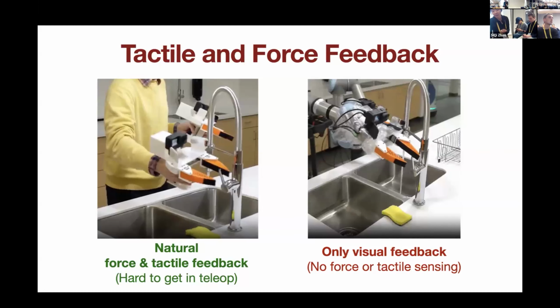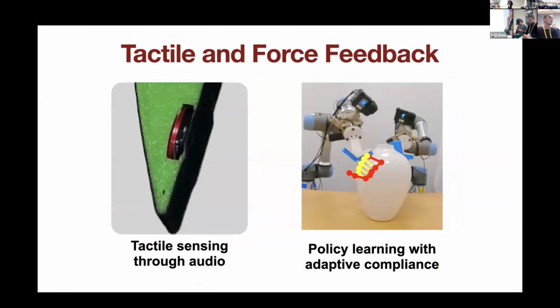So how can we address this problem? Today I'm going to talk about two projects that try to address this force and sensing feedback problem from slightly different perspectives. One is thinking about what kind of sensing device we can add. The other is thinking about how we can reformulate the diffusion policy, or the policy formulation, in order to better use that force feedback information.